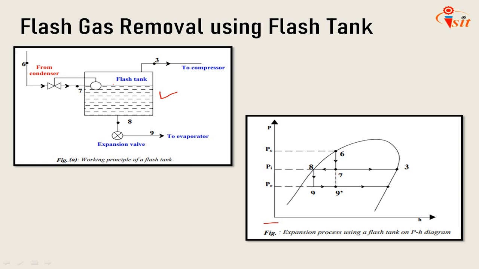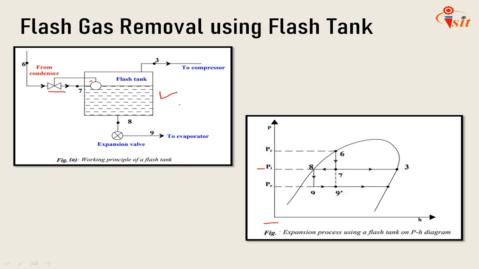at an intermediate pressure. The refrigerant from the condenser is first expanded to an intermediate pressure corresponding to the pressure of the flash tank, that is PI. Here this is the flash tank pressure, using a low side float valve. That is process 6 to 7, low side float valve. The float valve also maintains a constant level of refrigerant in the flash tank.